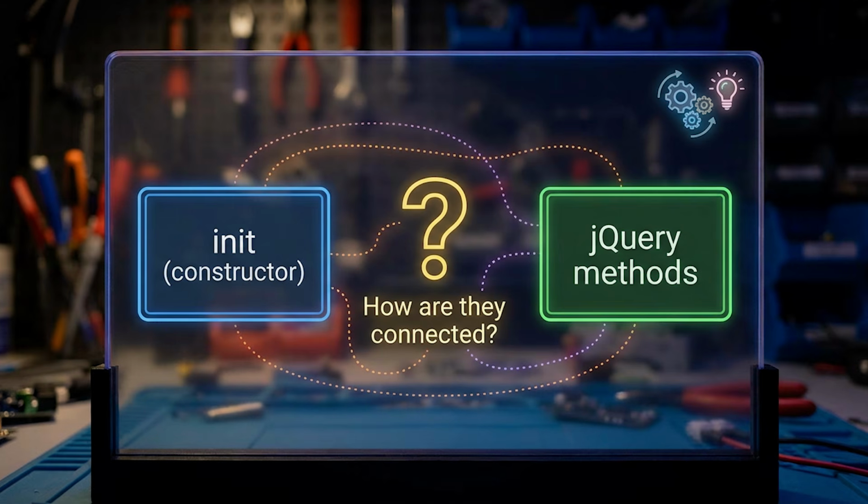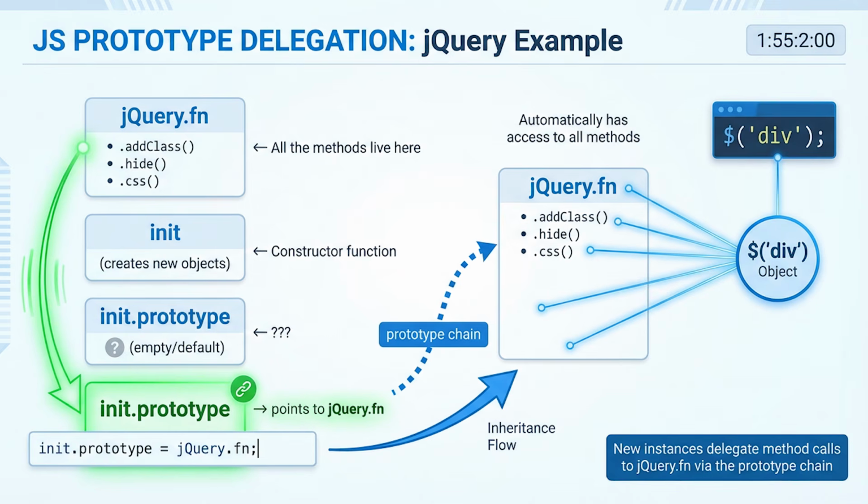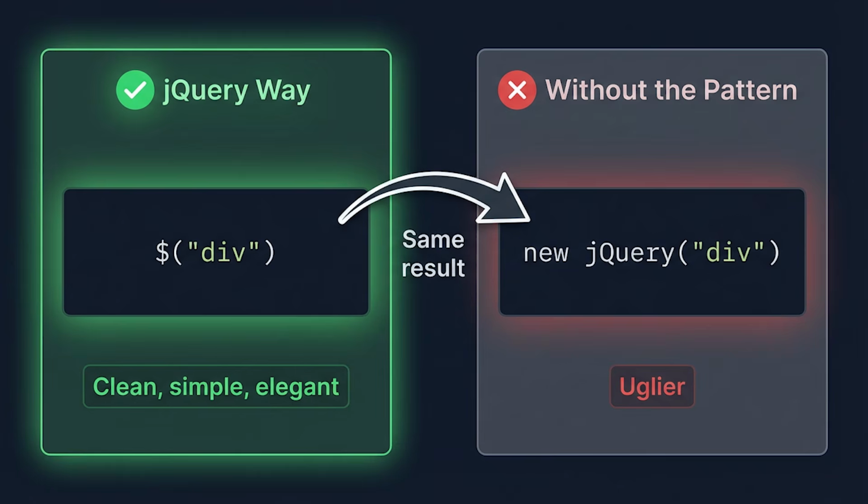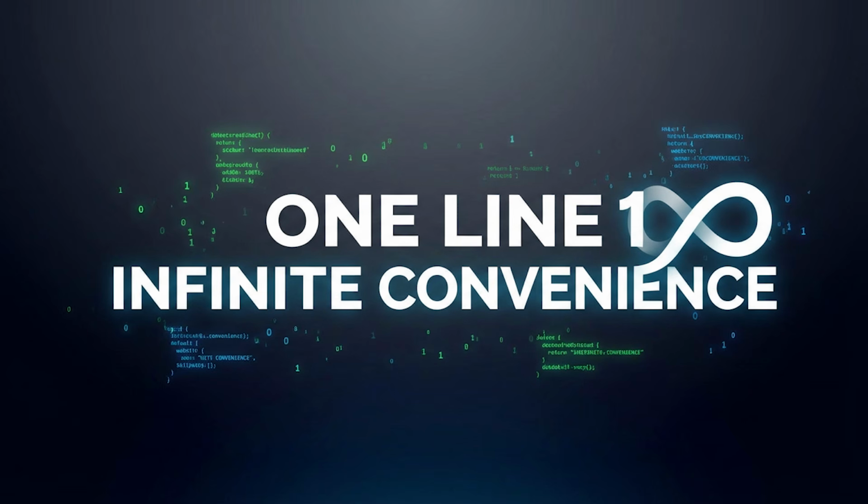But wait, if init is the constructor, how does it have all those jQuery methods like .addClass or .height? This is where John Resig, jQuery's creator, pulled off something brilliant. Deep in the source code, you will find this line: init.prototype = jQuery.fn. He is reassigning the prototype of the init function to point to jQuery's prototype. This means when you create a new jQuery object, it automatically inherits all of jQuery's methods, even though you never explicitly created a jQuery instance. This is a design pattern called the factory pattern with prototype delegation, and it lets you write $("div") instead of much uglier new jQuery("div"). One line of code, infinite convenience.